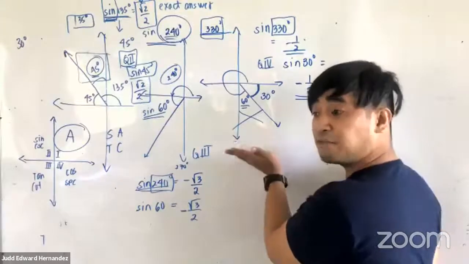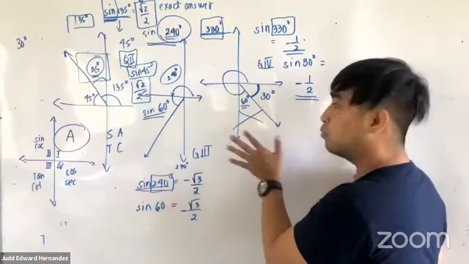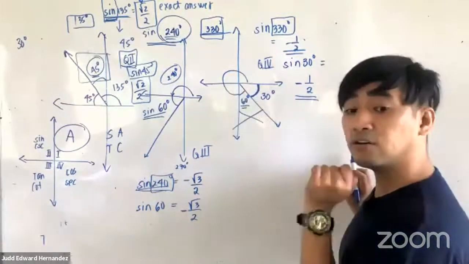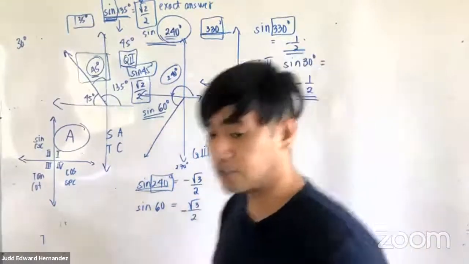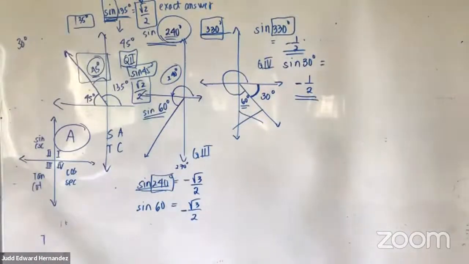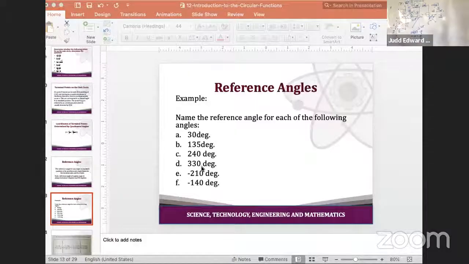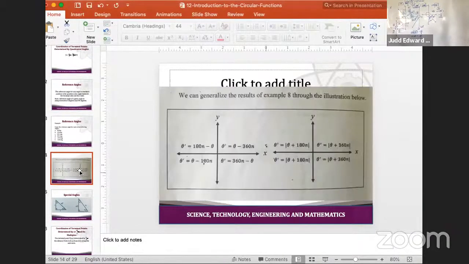Actually, napag-aralan nyo na sa physics to, yung SOHCAHTOA. With respect to y, with respect to x, na hindi tayo kumukuha basta-basta ng angle. Okay? So, let's now try to move on. Mag-move on na tayo. So, after po ng reference angle natin, sana maliwanag na po yung reference angle. So, after a reference angle, ito yung generalization natin. We can generalize the results of those examples through this illustration. So, ito po illustration natin.